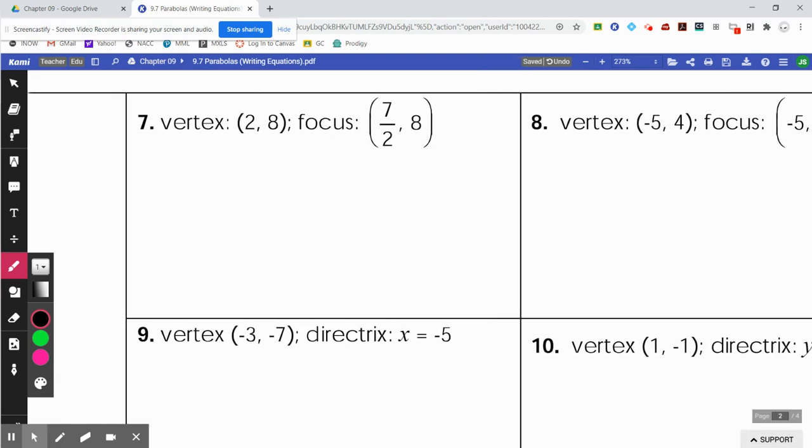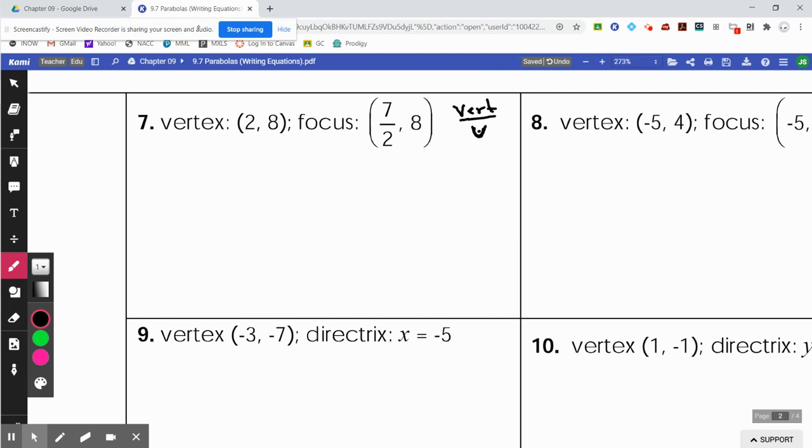Next one also gives us a vertex and a focus. 2, 8, and 7/2, 8. These two points are vertical of each other. So this will be a vertical parabola, so it's going to cup up or down. And again, the way that you determine up or down is you have to see if the focus is above or below the vertex. If the focus is above the vertex, as it is here, then it's going to cup up, because it's going to cup around that focus.